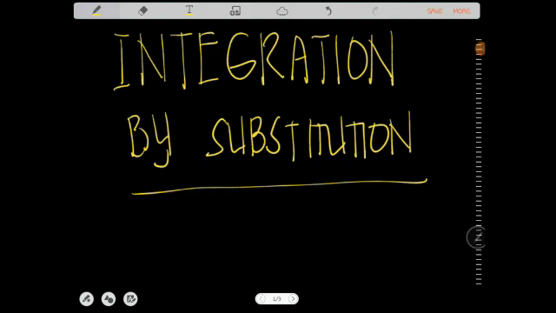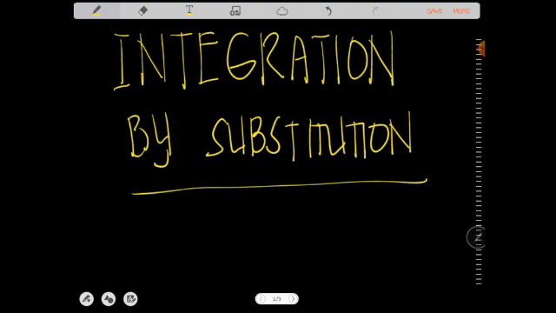Integration by substitution. Some integrals cannot be evaluated readily by direct application of the standard integration formulas, yung ating basic integration formulas. So another technique is being implemented and applied for evaluating such integrals, which leans heavily on what is known as the method of substitution. In this method, it involves a change of variable.